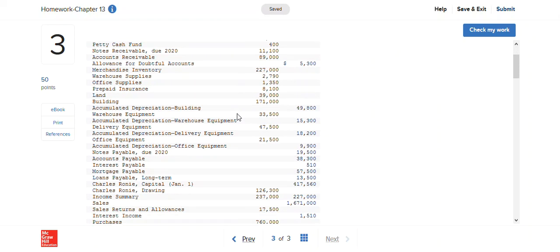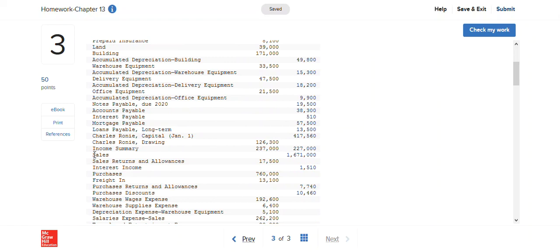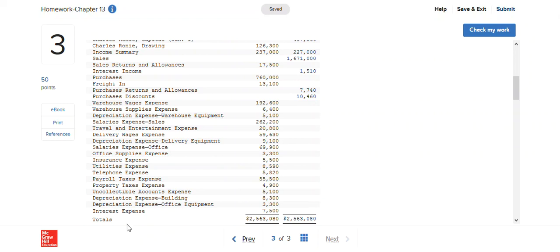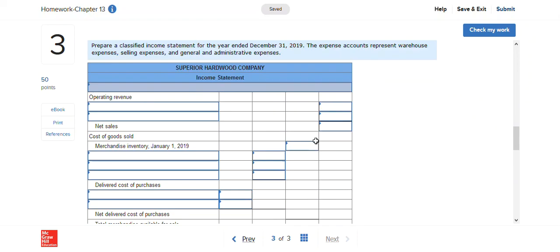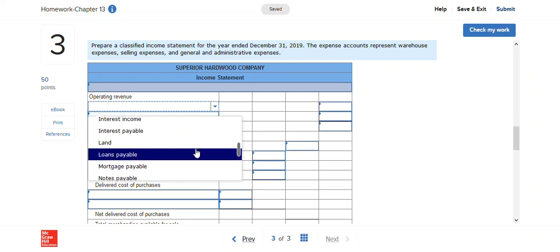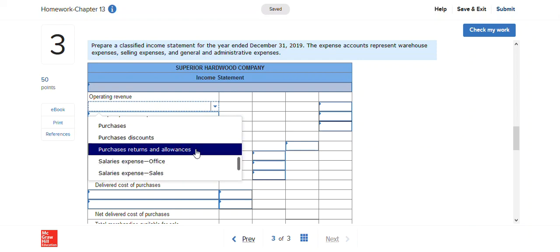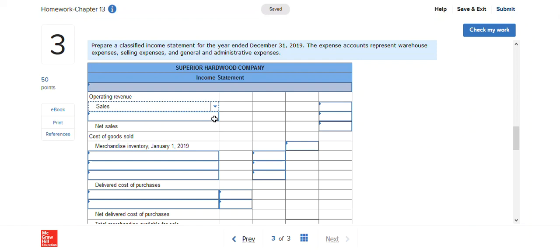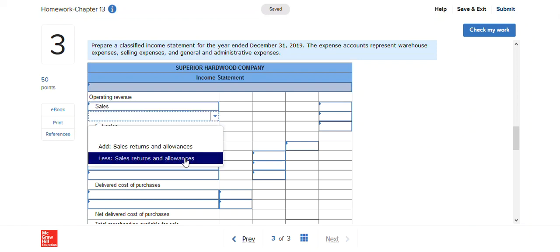So I always like to look down in here and find my sales amount, because that's a really good benchmark to know where the start of the income statement is. If you can find your sales, then everything below that should be on your income statement. So that's just a good place to start. We've got a template down here, so we've got to fill in the blanks. Sales is what we start with, if I can find it. And then we're going to take out our returns and allowances.